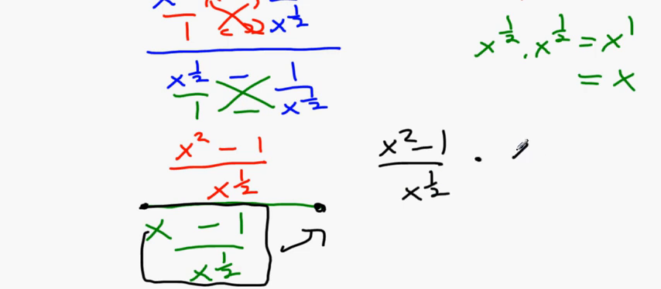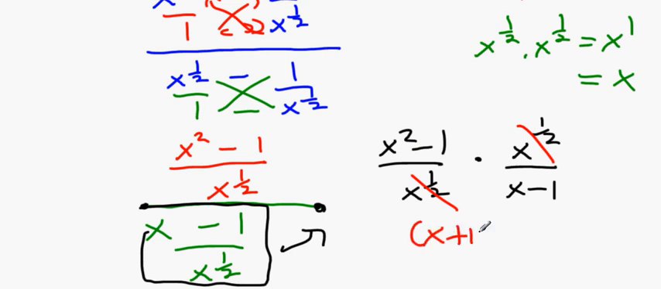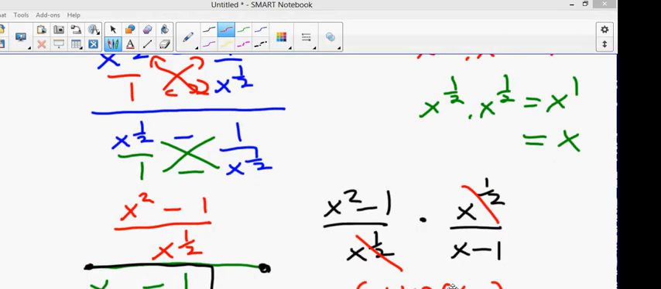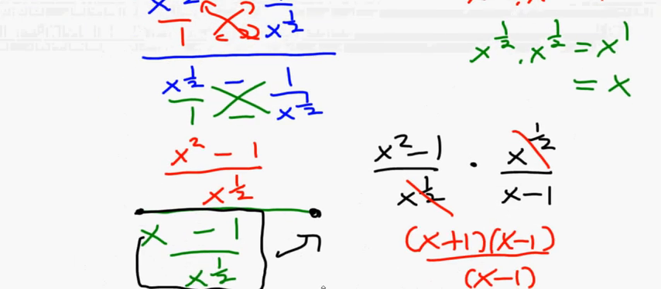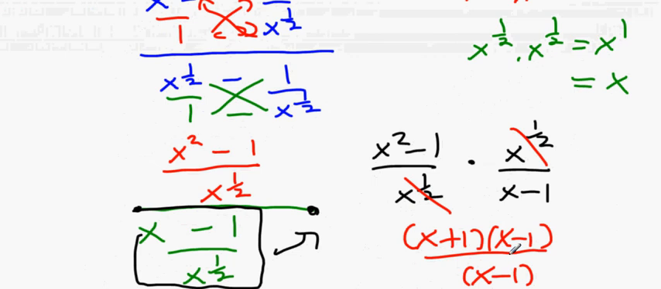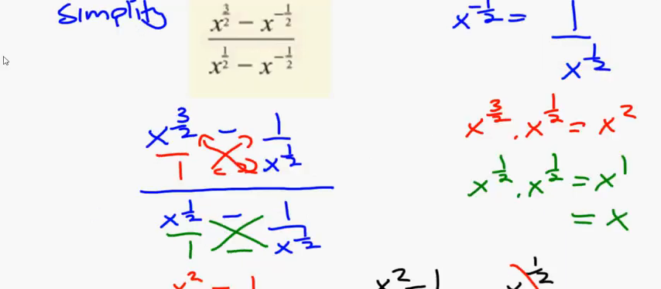multiplied by x to the power of a half, which is now on top, and on the bottom is x minus 1. The x to the power halves are being multiplied on the top and the bottom, so they can cancel each other out. Then x squared minus 1 can factorize into x plus 1, x minus 1. That's all going to be divided by x minus 1. The x minus 1s cancel. And the answer will be x plus 1. Okay.